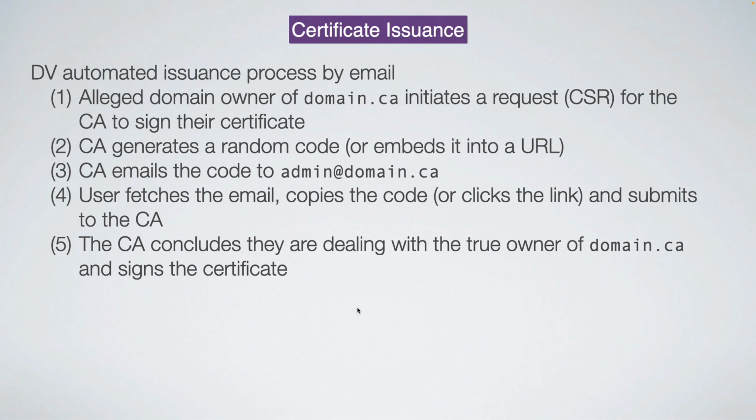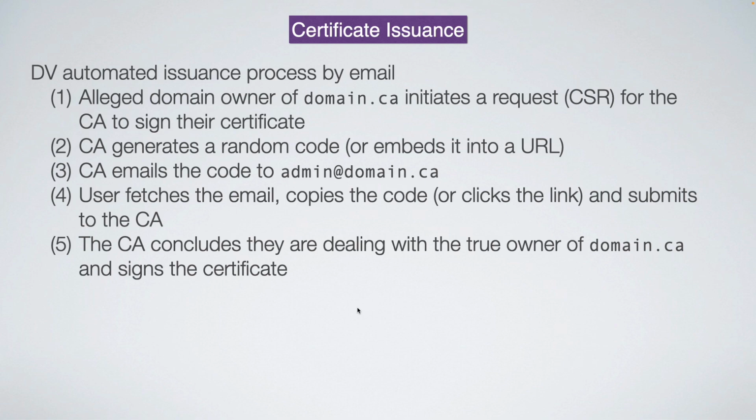Okay, so this is how it's going to work as a process. I'm going to show up at the CA and say, I'm Concordia.ca. And the CA will say, I have no idea. Maybe you are, maybe you're not. So what the CA is going to do is it will generate a random number, and it will email that random number to admin at whatever domain I'm claiming to be. So if I'm claiming to be Concordia, it will send it to admin at concordia.ca.